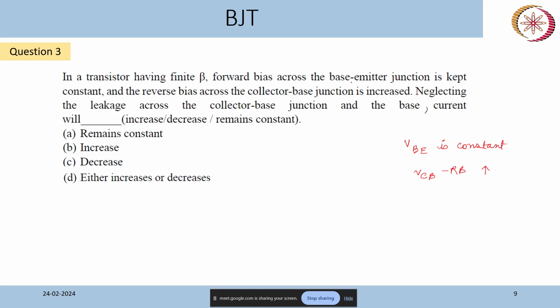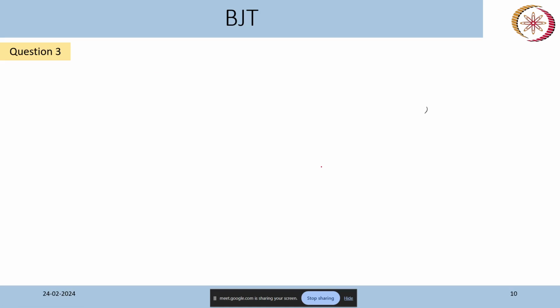Neglecting the leakage across the collector base junction, so we are not considering the leakage current, that is the ICBO part. What will be the effect on the base current, how will the current vary in the device, whether it remains constant, increases or decreases? Let me go through this.